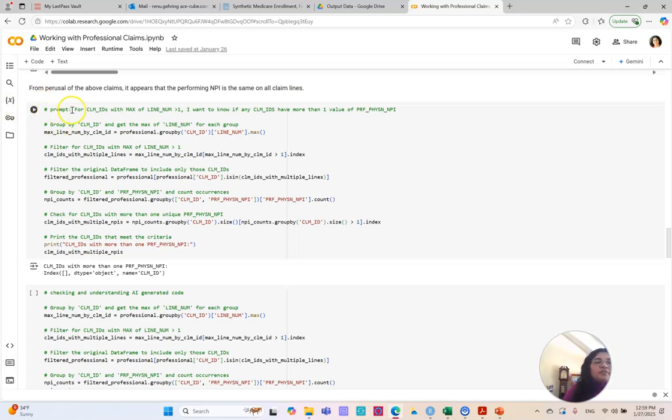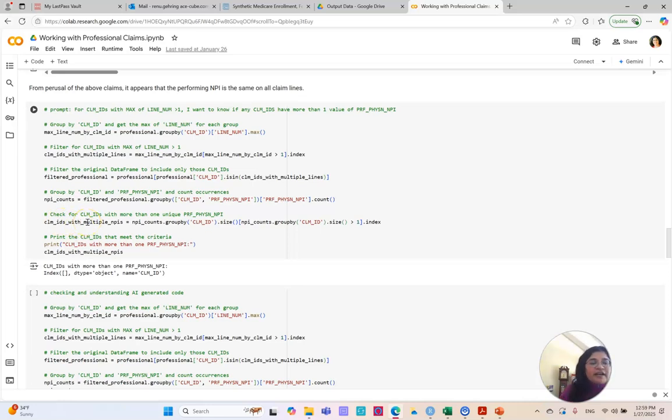So I wrote in my prompt, for claim IDs with max of line number greater than 1. So these are the claim IDs with multiple line numbers. I want to know if any claim IDs have more than one value of performing physician NPI. And so the LLM gave me this suggested code. And I was fine up until here. And then I sort of got lost.